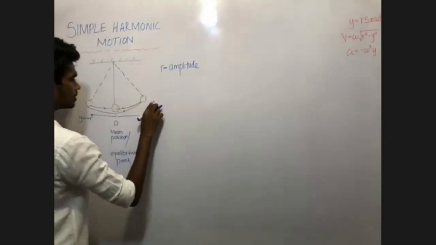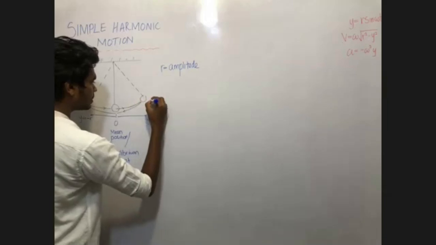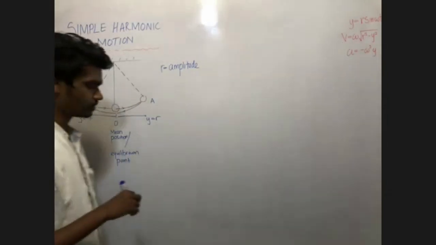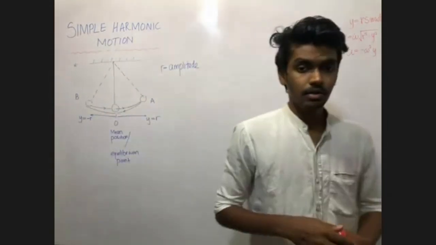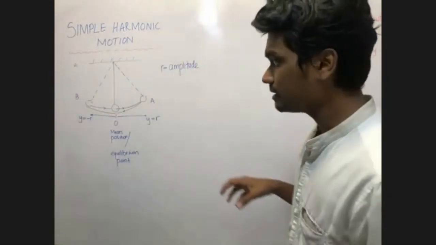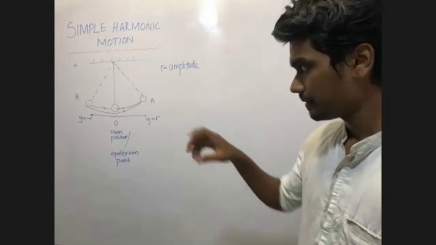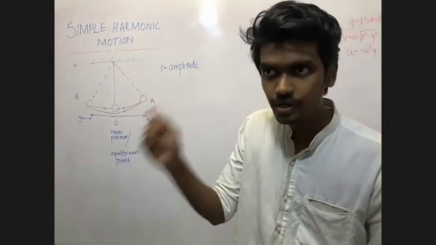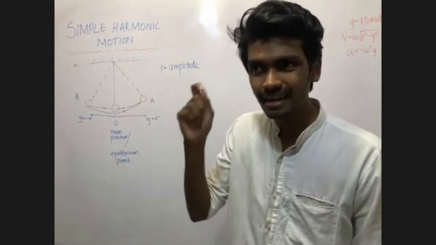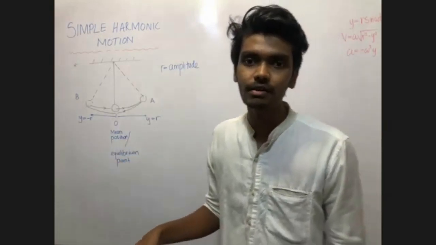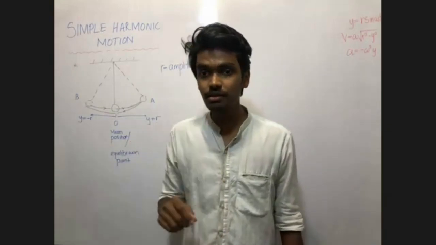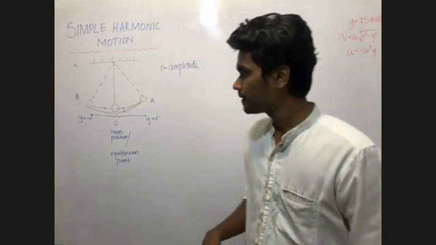A, O, B. So I need you guys to understand that now we are going to analyze at which point the velocities are going to be maximum and at which point the velocities are going to be minimum. Let's consider only the velocities first.